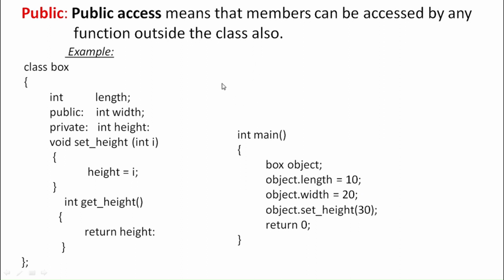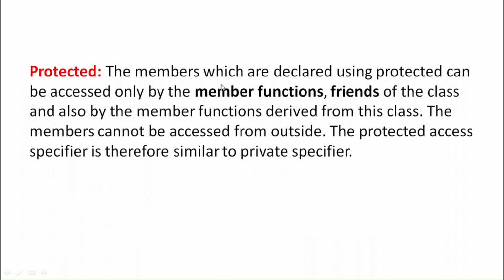Now the last one we have is protected access specifier. So the definition goes like this: the members which are declared using protected can be accessed only by the member functions, friends of the class, and also by the member functions derived from this class. The members cannot be accessed from outside. The protected access specifier is therefore similar to private access specifier. This is kind of similar to private access specifier.